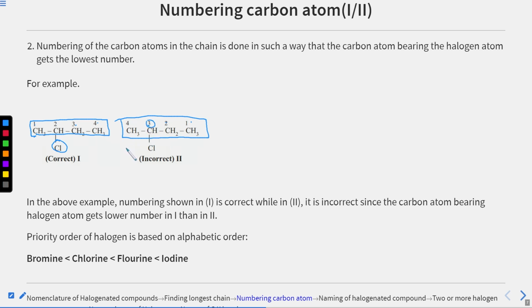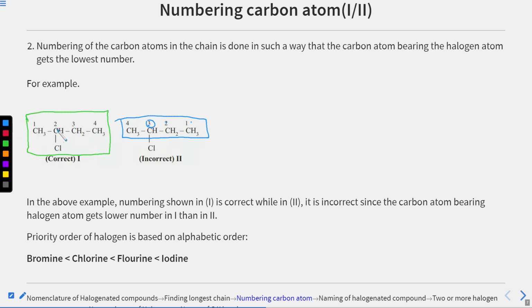So what we will do, we will take that counting which has the substituent at the lower position. Here it is at 2, but here it is 3. So we will take this numbering. So numbering is done.